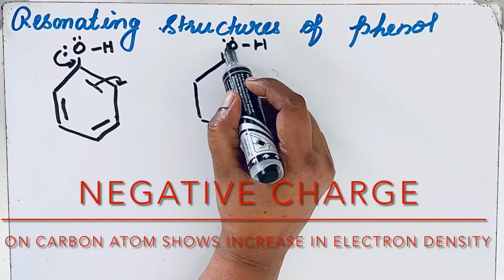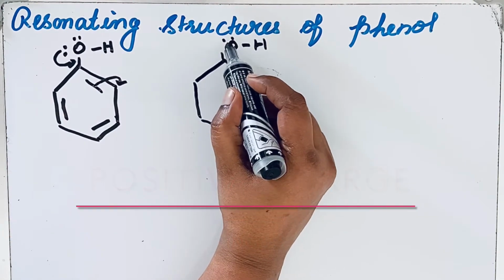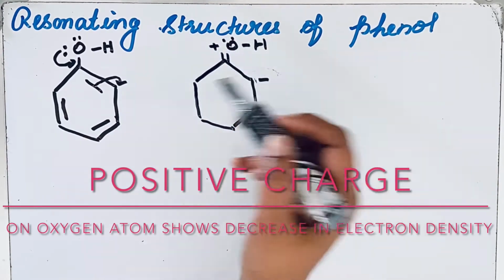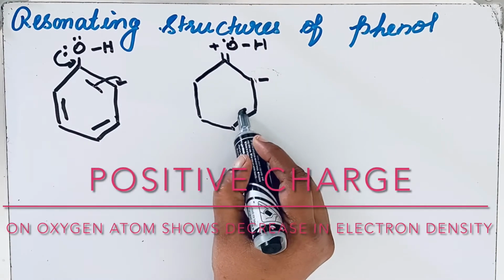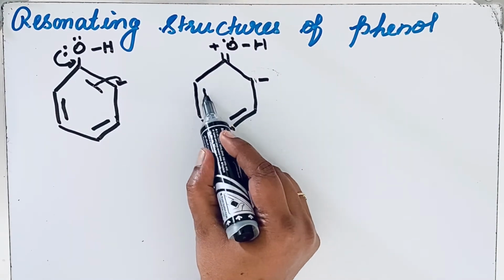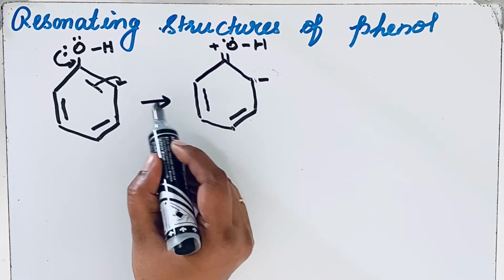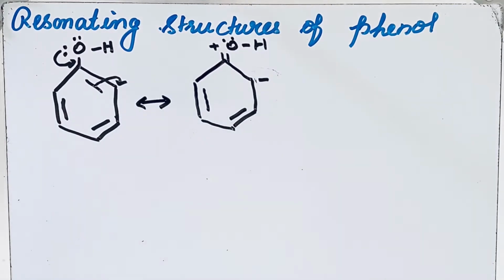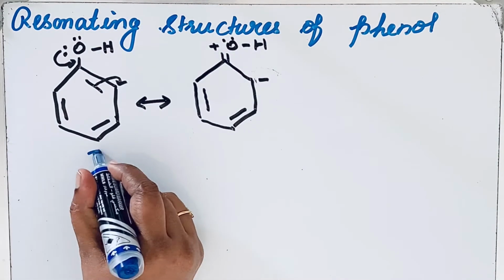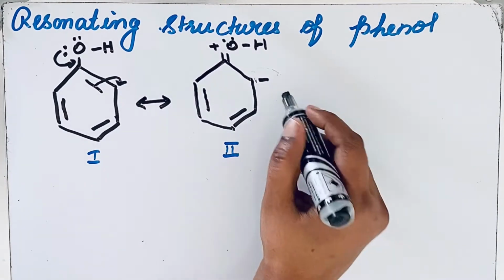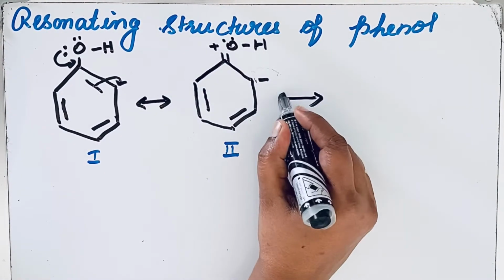So what happens to oxygen? Due to that, this oxygen now carries a positive charge. Remaining all other bonds are same. So here one bond and then here one bond. These resonating structures are shown by a double-headed arrow. So this one is the first resonating structure, and this is the second resonating structure. Now the third possible resonating structure.